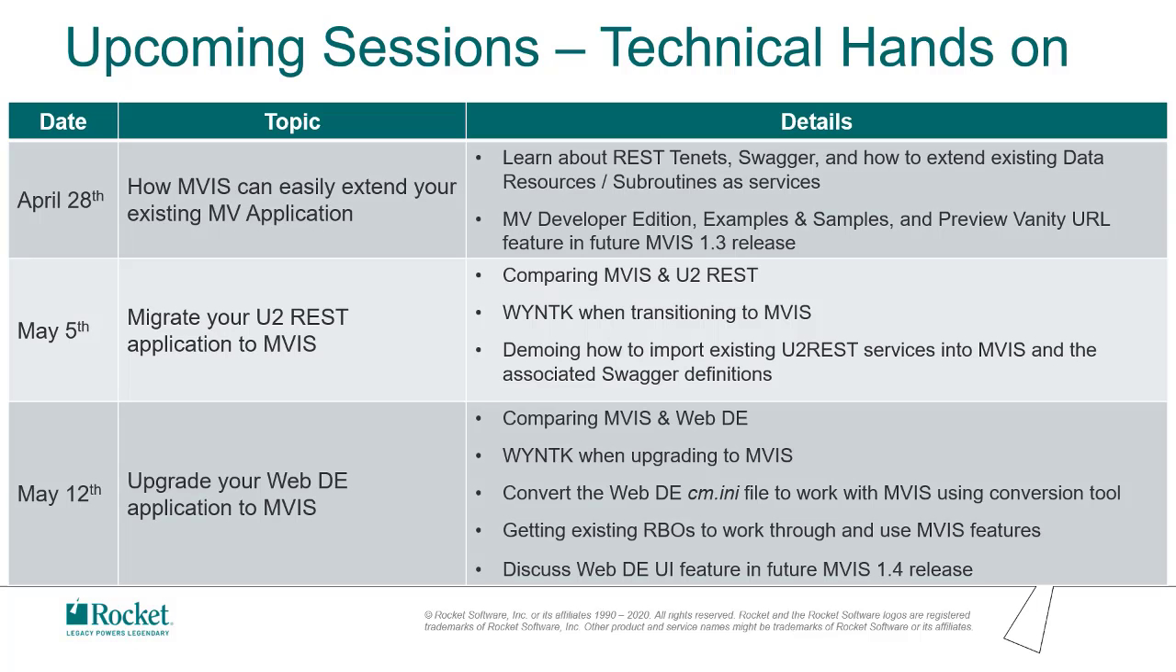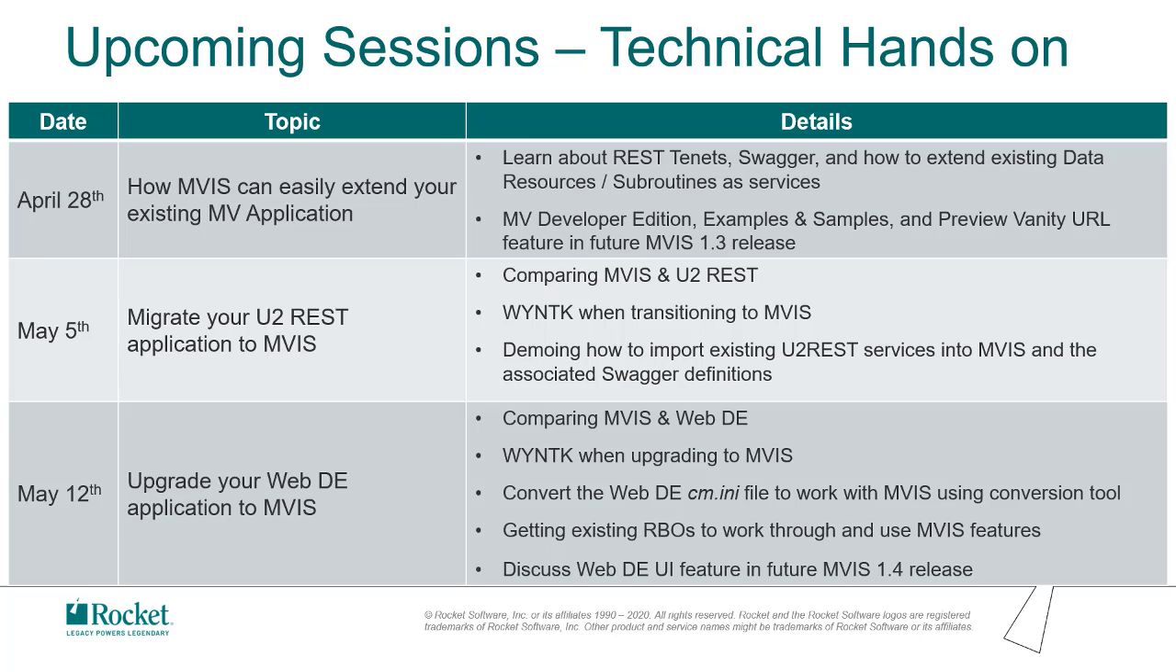So on April 28th, that's when we have our next session, how MVIS can easily extend your existing MV applications. There you'll get to learn a little bit more about REST tenants, Swagger, and how to extend data resources as services. And then we'll jump into a little bit more around the MV Developer Edition that I reviewed, its examples and samples, and you'll also get a preview of what's coming up in a future release, the Vanity URL.